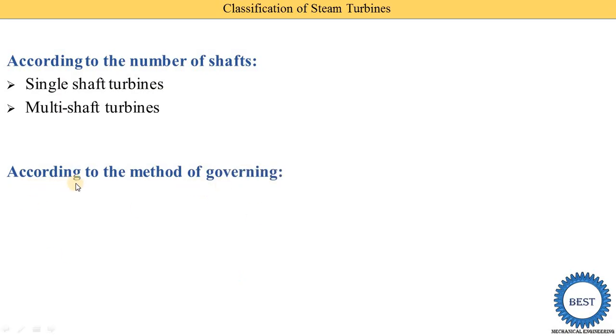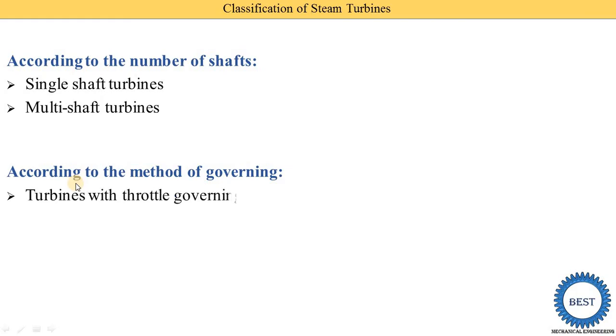Next one is according to the method of governing. Governing means when the load on the power plant changes, according to this load we need to change the speed of the turbines, and the speed of the generators. For changing the speed of the turbine, one system is used in a steam power plant, and these systems are called governing methods. So various governing methods are there.